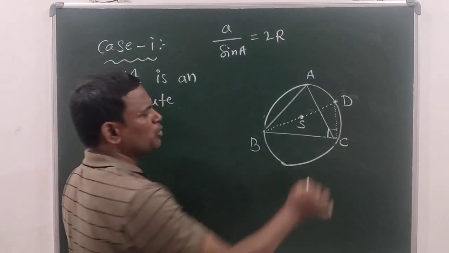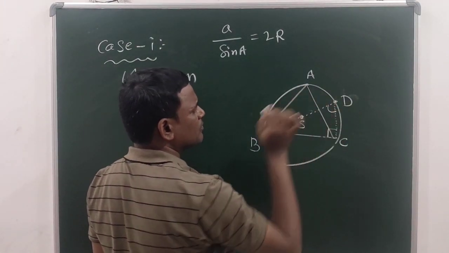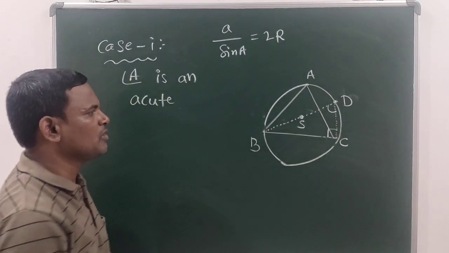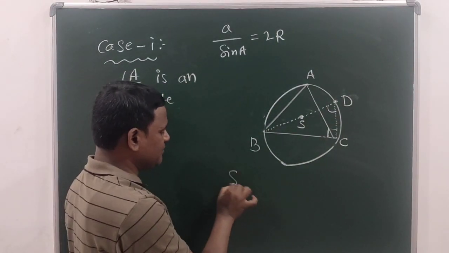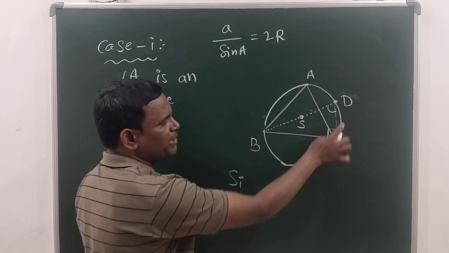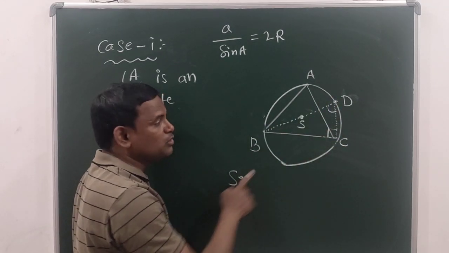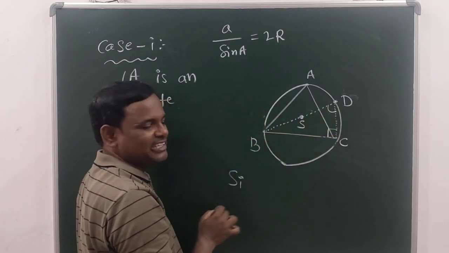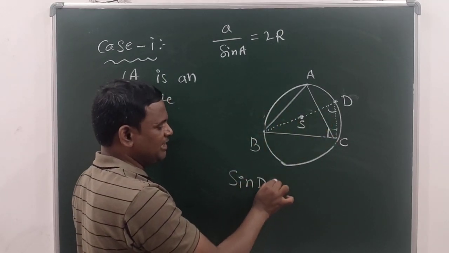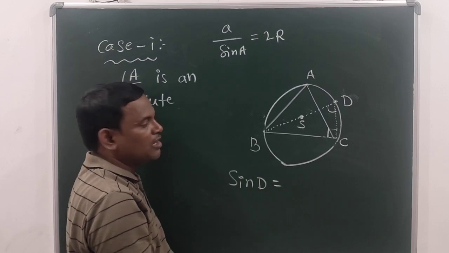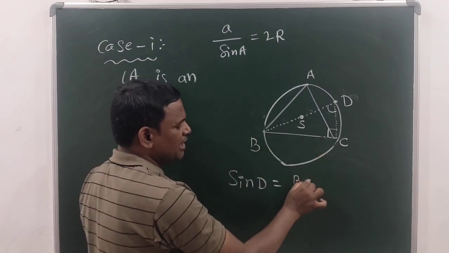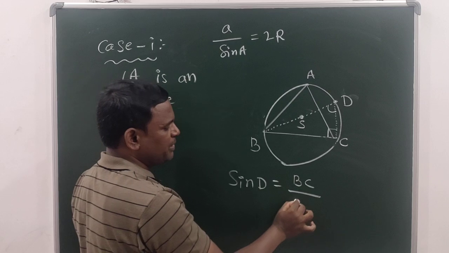Now go to here. Go to here. Okay, define sin D from triangle BCD. What am I doing? I am defining the sin ratio at angle D. Sin D is equal to opposite, which is BC, over hypotenuse, which is BD.